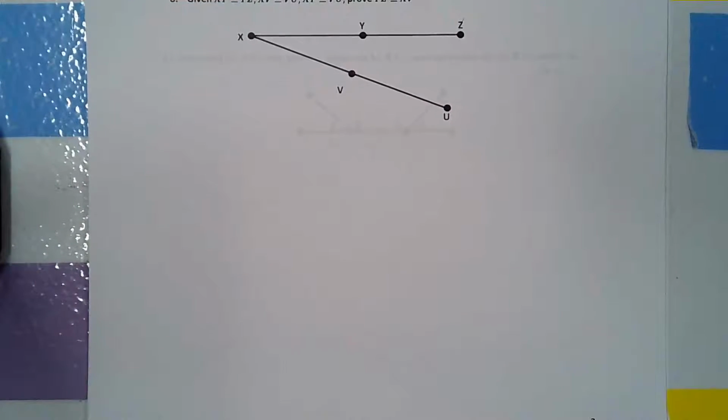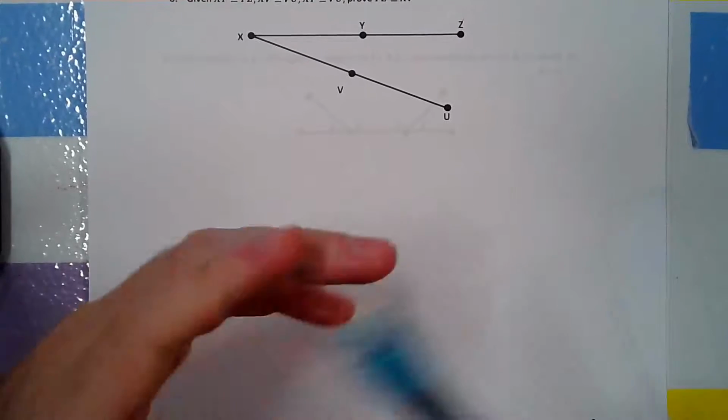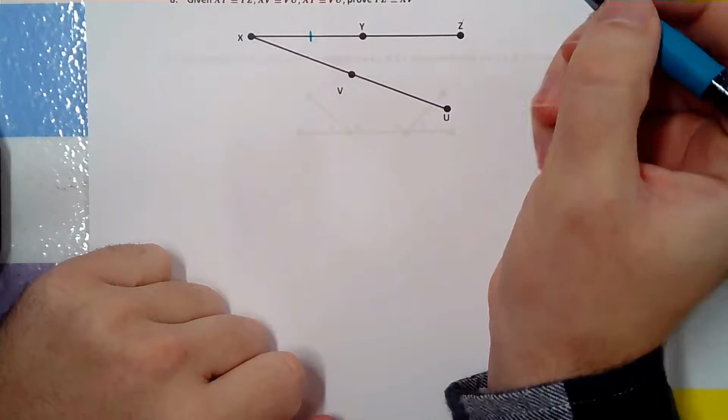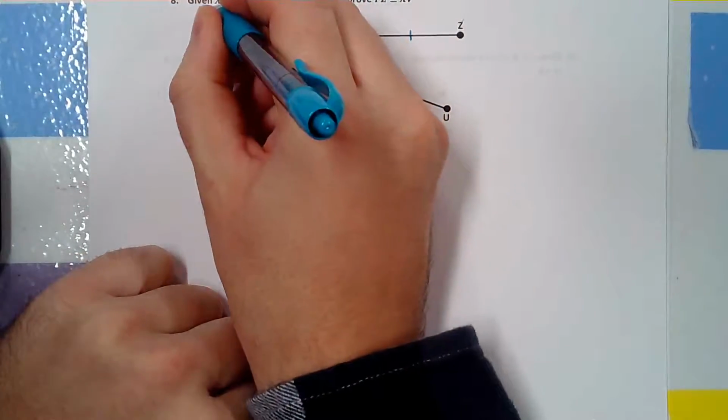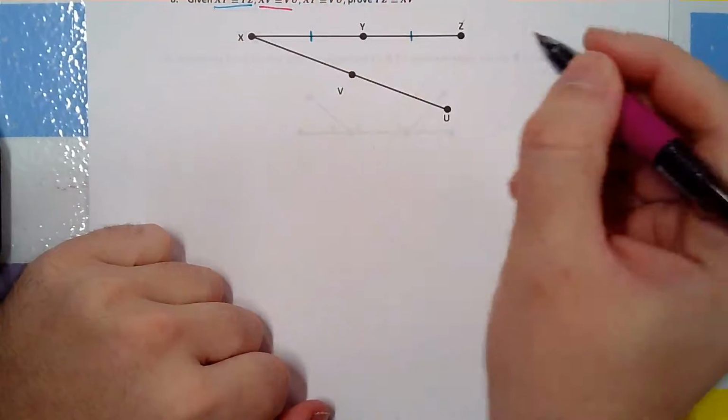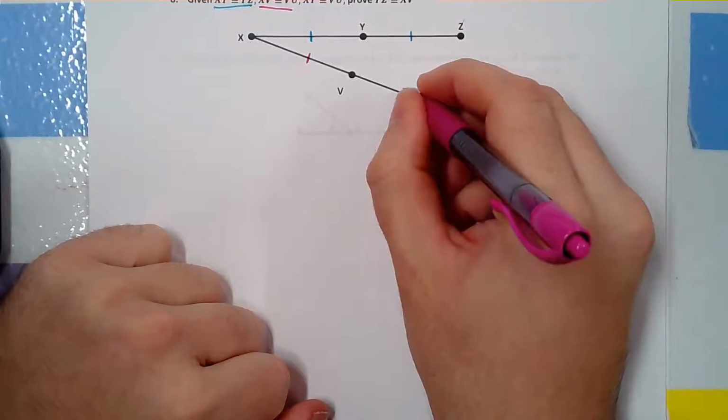Ocho we did as well, but I mean we did all of them in class technically. So let's mark up our diagram. What color? Nah, never mind. Who cares? XY is this one, and it's congruent to YZ. They gave us that, right? That's what this is. XV and VU are the same. So here's XV, and here's VU.